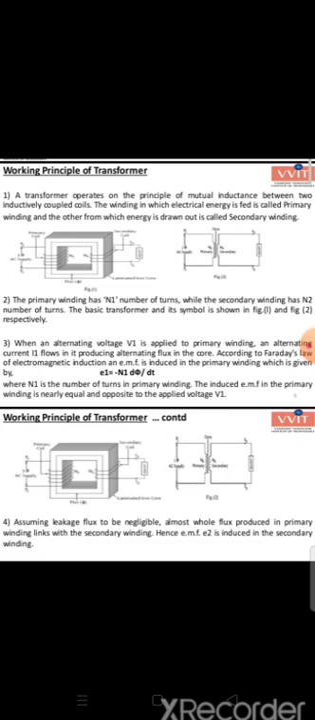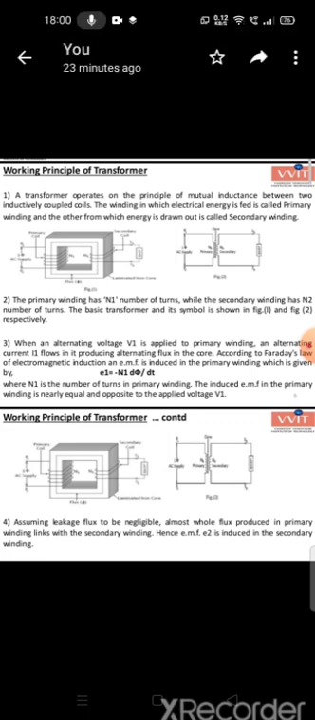When an alternating voltage V1 is applied to the primary winding, an alternating current I1 flows in it, producing alternating flux in the core. According to Faraday's law of electromagnetic induction, an EMF is induced in the primary winding, which is given by E1 equal to minus N1 d phi by dt, where N1 is the number of turns in the primary winding. The induced EMF in the primary winding is nearly equal and opposite to the applied voltage V1. Assuming leakage flux to be negligible, almost the whole flux produced in the primary winding links to the secondary winding. Hence, EMF E2 is induced in the secondary winding.